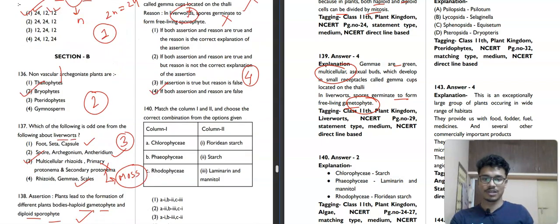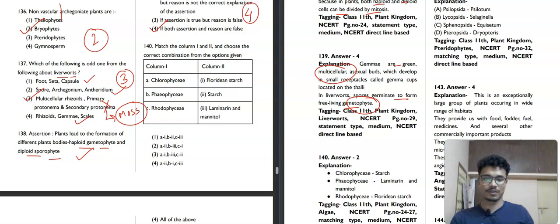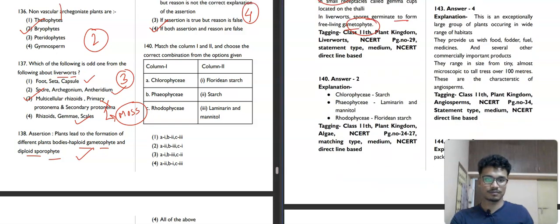Now we'll move towards the next question, question number 140. What it is saying: match column first and column second and choose the correct combination from those given below. So all the algae are given, and storage food is given in column first and column second. Chlorophyceae means green algae. What does green algae have? Green algae have starch. Phaeophyceae means brown algae. What does it have? Laminarin and mannitol. I have a trick for this.